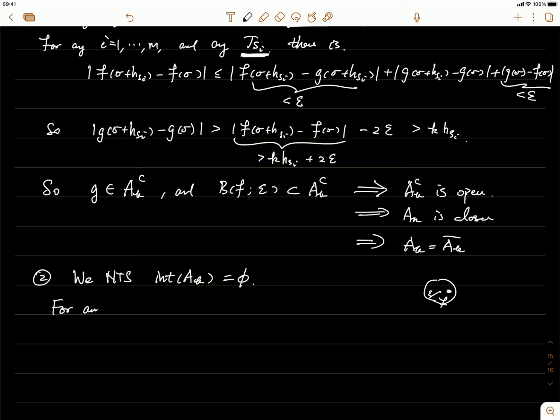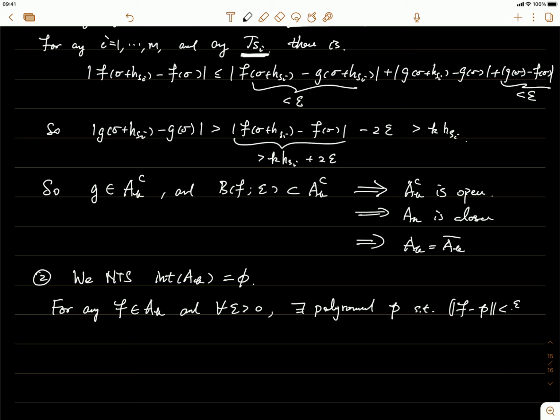So for any F in AK and any epsilon, I know that there exists some polynomial P such that the distance between this P and F is less than half epsilon. This is because the polynomials are dense inside the set C[0,1]. That means for every continuous function, I can approximate it arbitrarily closely using a polynomial. So this is how close it is.